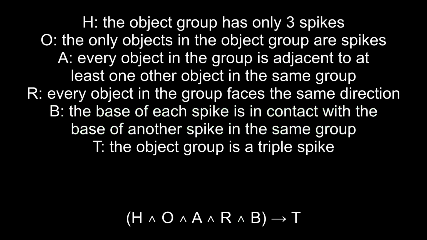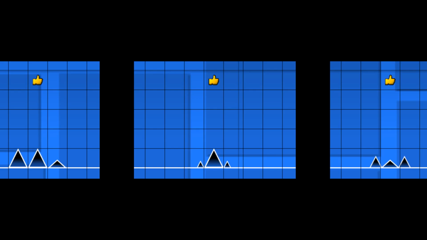This reads as, if the object group has only three spikes and the only objects in it are spikes, and every object is adjacent to at least one other object in the same group, and they all face the same direction, and the base of each spike is in contact with the base of another spike in the same group, then the object group is a triple spike. You'd think that with all these new constraints we've added to the statement, we'd be done. Not quite, because these satisfy the statement as well, and I don't like calling them triple spikes due to the hitbox differences. So let's modify proposition O.